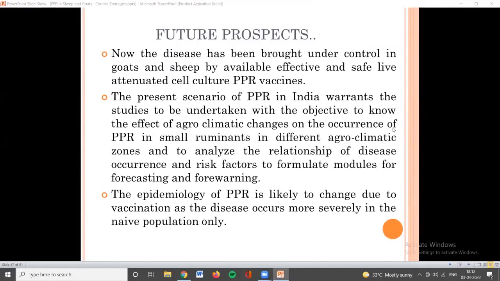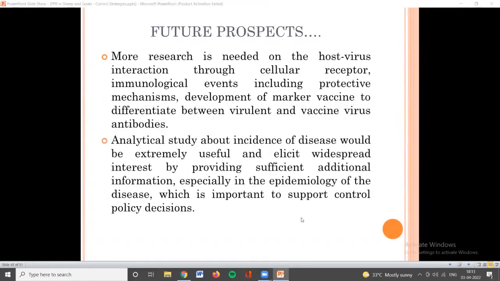We have little information on the effect of agroclimatic zones on PPR in small ruminants. The epidemiology of PPR is likely to change due to vaccination, as the disease occurs most severely in the naive population only, meaning the unvaccinated population. We need more research on host virus interaction, and we have little knowledge of the development of cellular immune response in case of PPR vaccination. So we have to develop a focus on that aspect also.